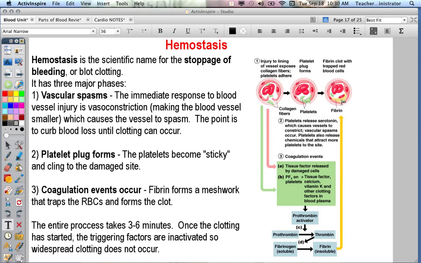It takes about 3 to 6 minutes for the whole process to occur, and once you've got the clotting started, then you want to stop the production of more clotting, because you don't want to cause widespread clotting in your body.